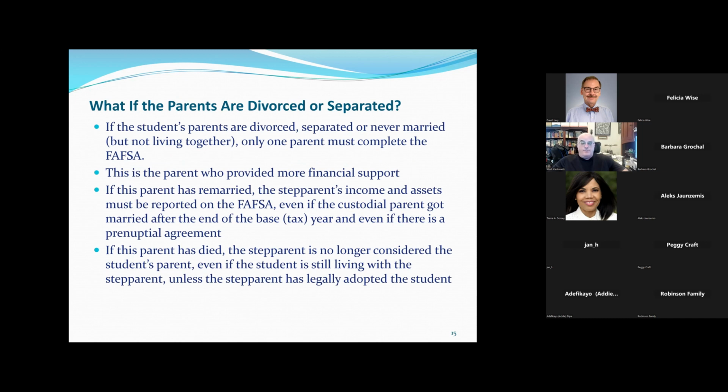Now, if the parents are divorced or separated, only one parent is required to complete the FAFSA. This is the parent who provided more financial support during the 12 months ending on the date the FAFSA is submitted. This is different from last year, where it was based on where the student lived. The parent responsible for completing the FAFSA, as I said before, is often referred to as a custodial parent, even if they don't have legal custody, even if the child lives with the other parent more. It's whichever parent provides more financial support.